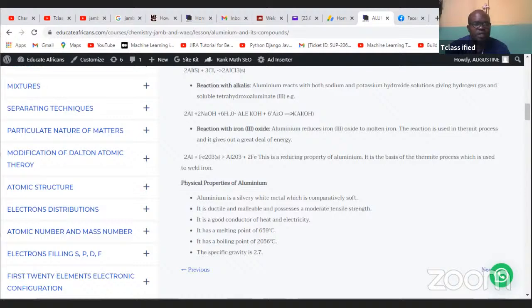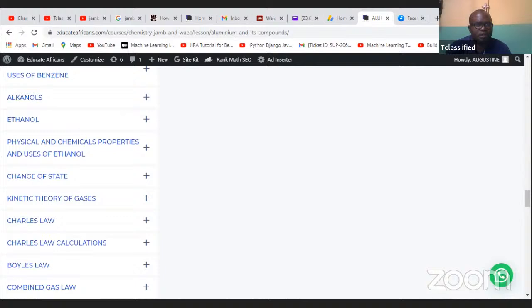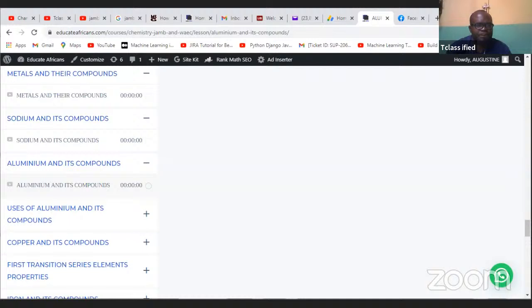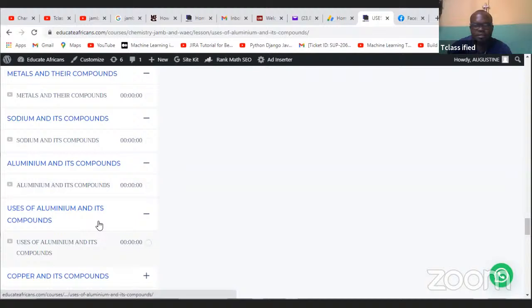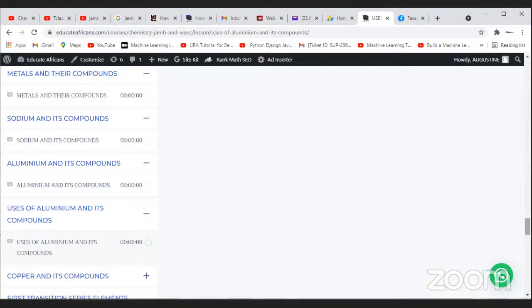Okay, let's continue moving forward. So you can see that we've checked out a couple of metals. Any of these uses of aluminium? Let me check it out. Let's see whether we can still do copper before we close. Okay, uses of aluminium, very important.